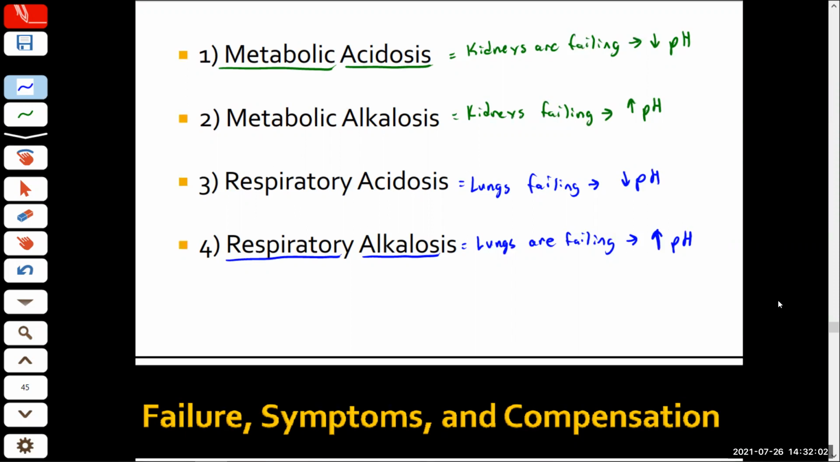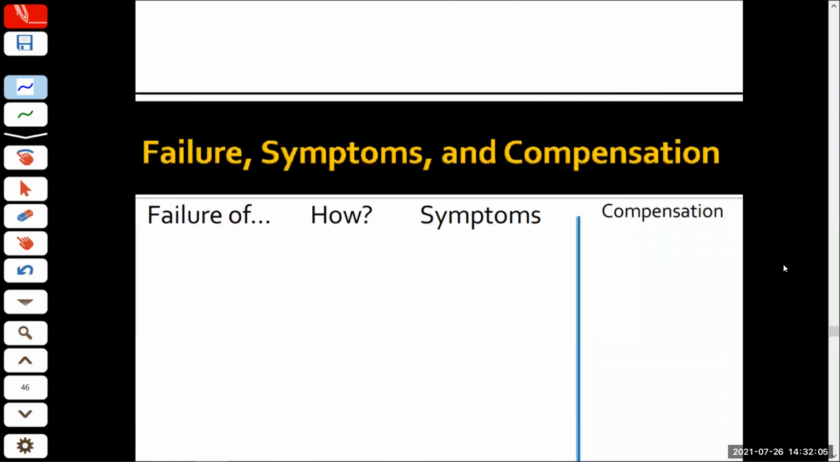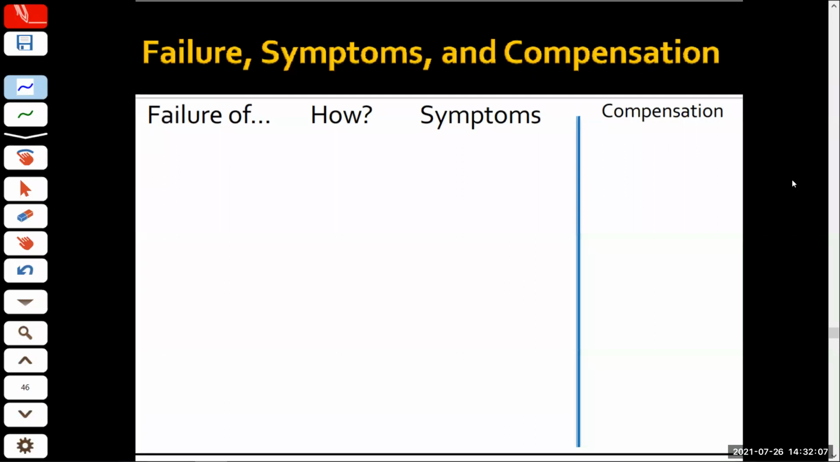So I'm going to give you guys that context I've been kind of prolonging here. We have two organs that we've been talking about this entire time: respiratory and metabolic, i.e. your kidneys. So failure of, let's do respiratory first, and metabolic down below. Now, your lungs can fail one of two ways. What are the two ways your lungs can fail? Acidosis or alkalosis. So I'll do acidosis up top.